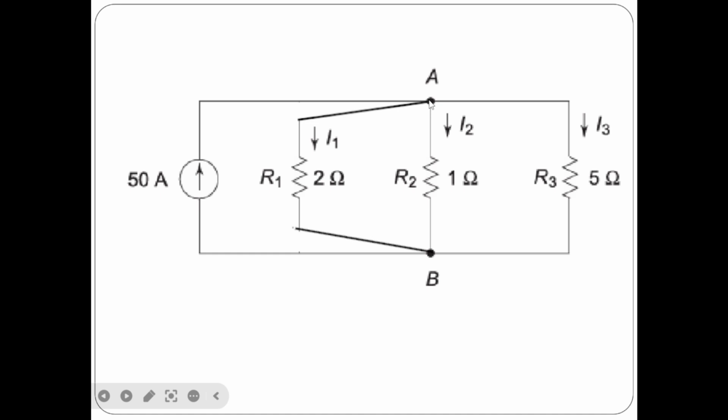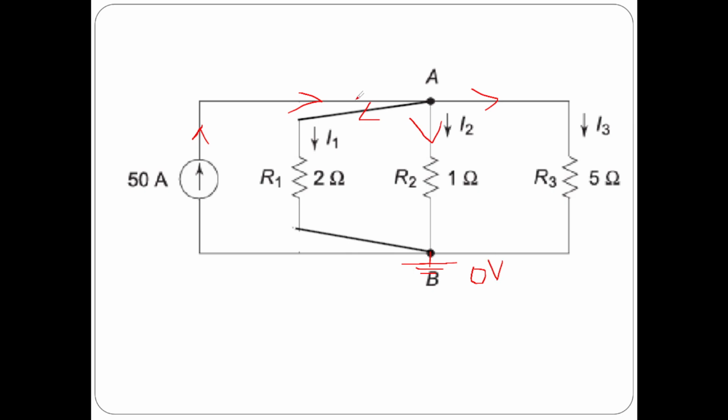One node is A, other node is B. The current from this current source will flow like this and it will divide at A. All the divided currents will travel through, I1 will travel through R1 and I2 will flow through R2 and I3 will flow through R3, and at last they will meet at node B. This node where they are going to meet, we will consider it as the reference node, whose value will always be equal to 0. So, at the reference node all the currents are meeting.